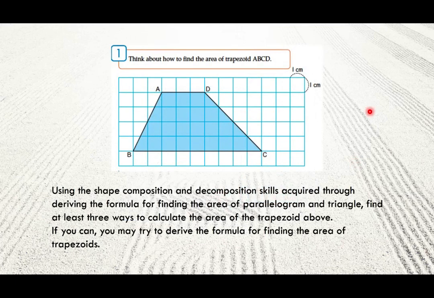Okay, then, this shape is the so-called trapezoid. Using the shape composition and decomposition skills acquired through deriving formulas for the area of a parallelogram and triangle, which the Common Core expects, find at least 3 ways to calculate the area of the trapezoid above. If you can, you may try to derive the formula for finding the area of a trapezoid. This is what I want you to try.